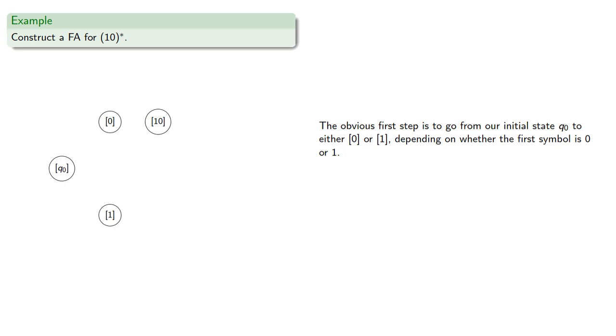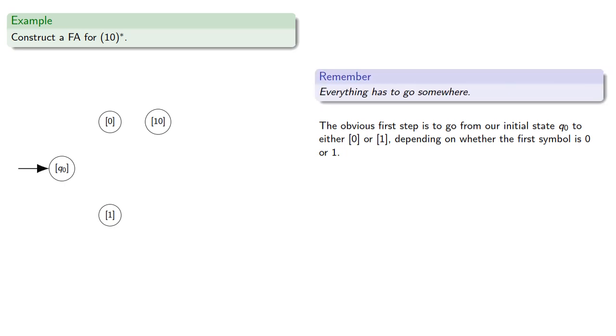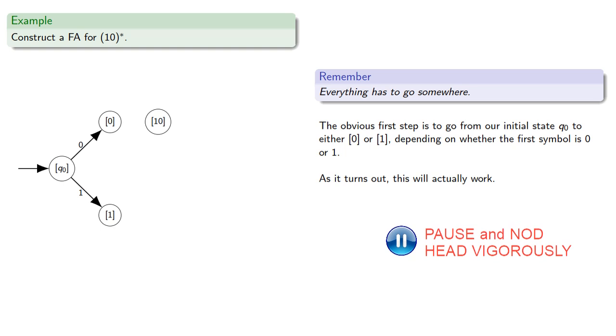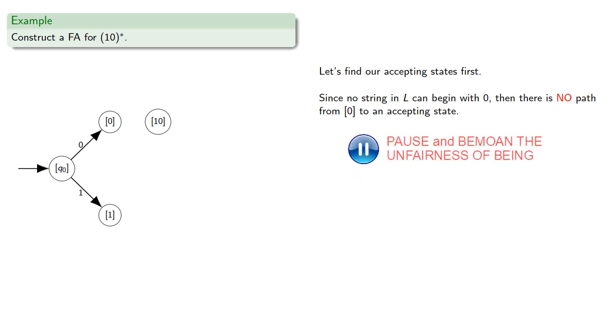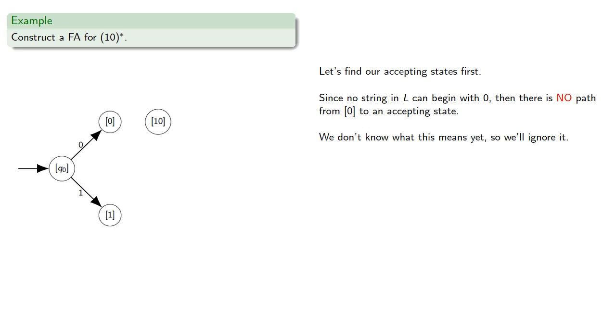Now remember, everything has to go somewhere. The obvious first step is to go from our initial state Q0 to either 0 or 1, depending on whether the first symbol is 0 or 1. As it turns out, this will actually work. Let's find our accepting states first. Since no string in L can begin with 0, there is no path from this state to an accepting state. We don't know what this means yet, so we'll ignore it.